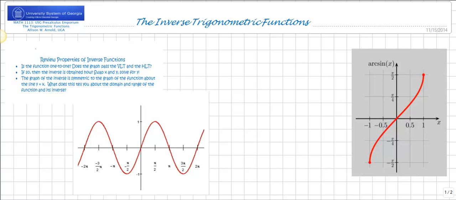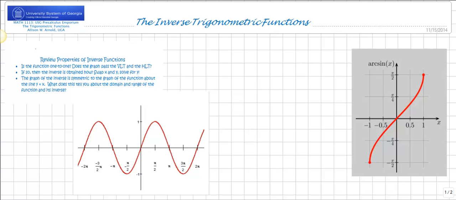Hi everyone, it's time to talk about the inverse trigonometric functions. The good news I have for you is that we will only take a look at inverse sine, inverse cosine, and inverse tangent, and we'll call ourselves done after that point. And also the good news is that you already know quite a lot about inverse functions.